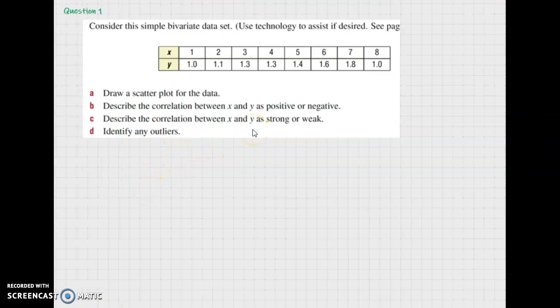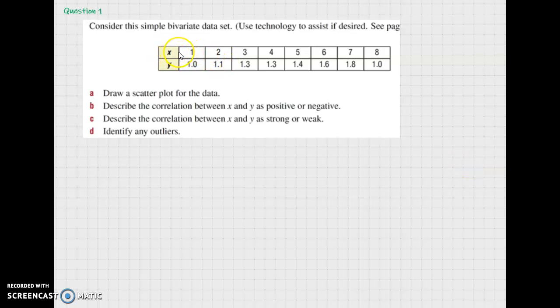Let's see how to do this using question 1. For question 1, you've got this simple bivariate data set. You can use technology if you want to, but I'm happy for you just to do it by hand, and I'll show you how to do that now. So first thing we need to do is we need to draw a scatter plot. We need to describe if it's a positive or negative correlation, or if it's strong or weak, and we have to identify any outliers if there are any. So outliers are, of course, points of data that are far away from all the rest.